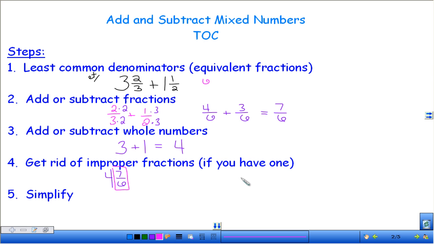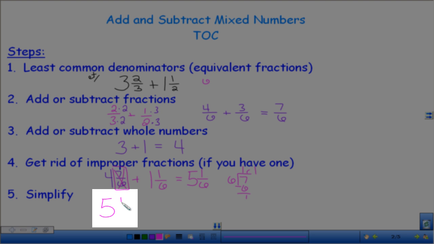Remember, we do that by dividing. Your numerator goes inside the box, denominator goes outside, 6 goes into 7 once, and we write our answer as a remainder. So 7/6 now becomes 1 and 1/6. But now we need to re-add again, because now we have 4 and we have 1 and 1/6, so our answer is 5 and 1/6. I no longer have an improper fraction in my answer. Step 5 is simplify. We cannot simplify 1/6, so our answer is just 5 and 1/6.